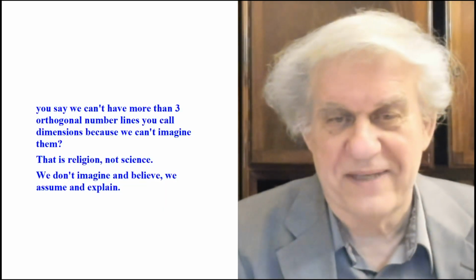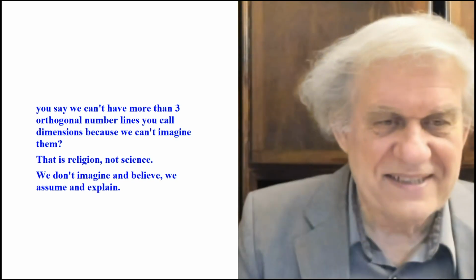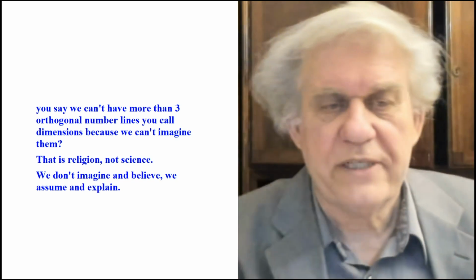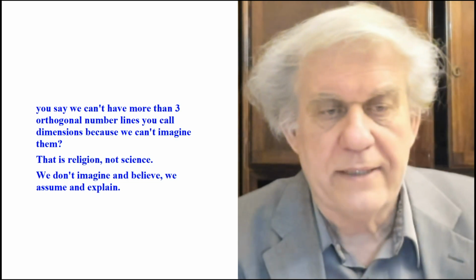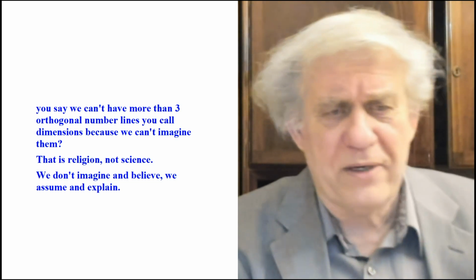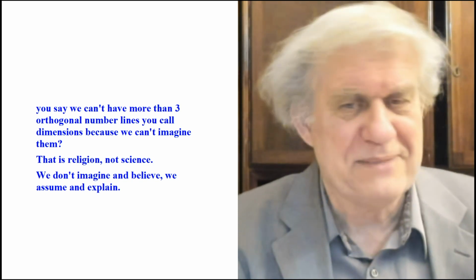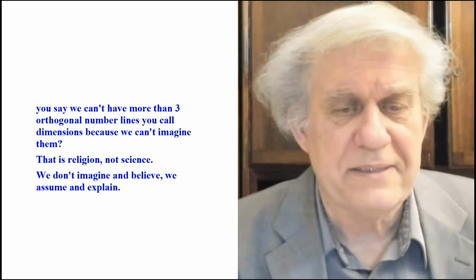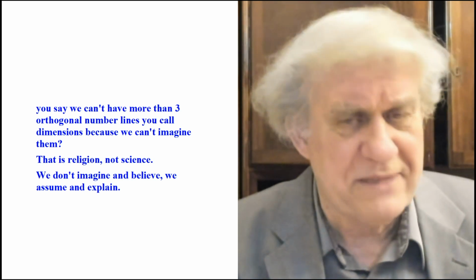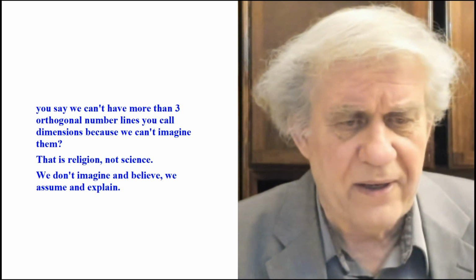Okay, another fellow says the following. Got to get my dough roller on these guys. Okay. You say we can't have more than 3 orthogonal number lines you call dimensions because we can't imagine them. That is religion, not science. We don't imagine and believe. We assume and explain. Okay? Well, he's right. We assume and explain. What is it that he missed? I mean, he got that right so far, but he missed something. Okay? And that's what I want to clarify here. What did he miss?